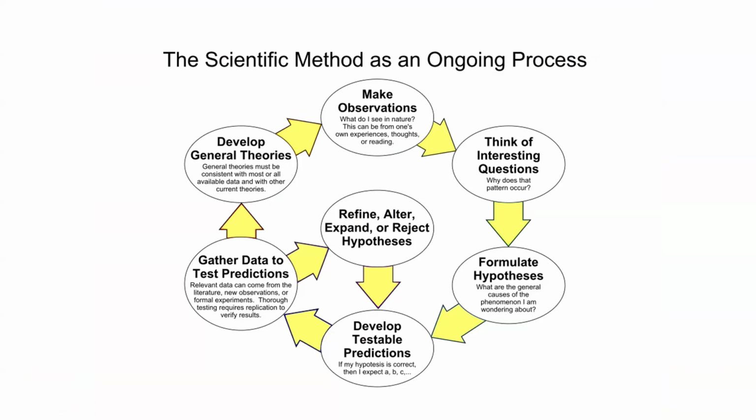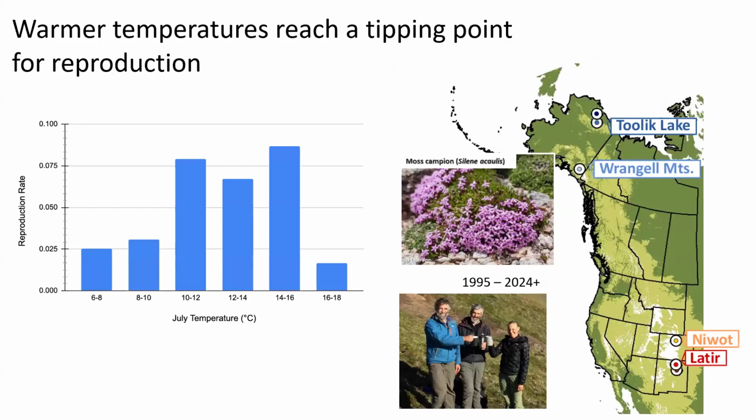And so we often start with this first step of just making observations about the world. For the data that you all were playing with this morning about flowering time, that was really motivated by this observation from our long-term study that we saw this tipping point in reproduction. So we saw reproduction going down with really warm temperatures.